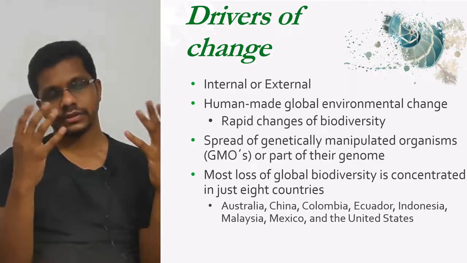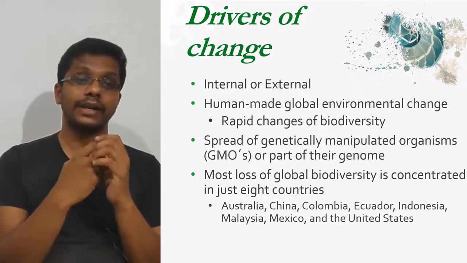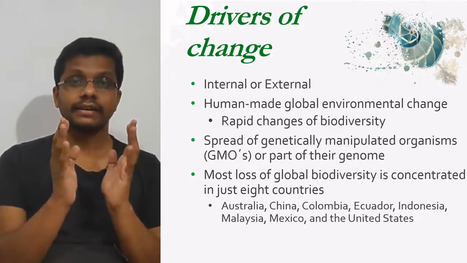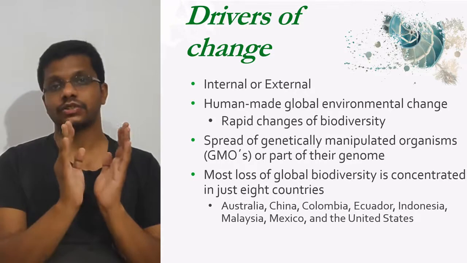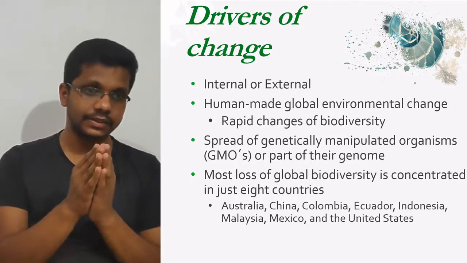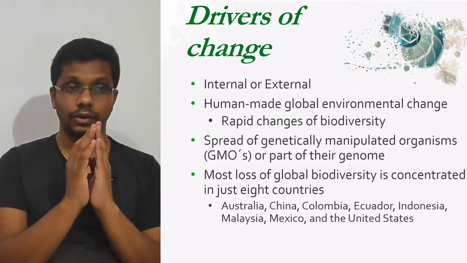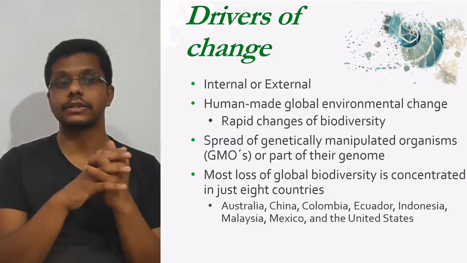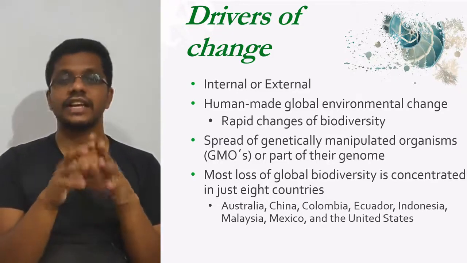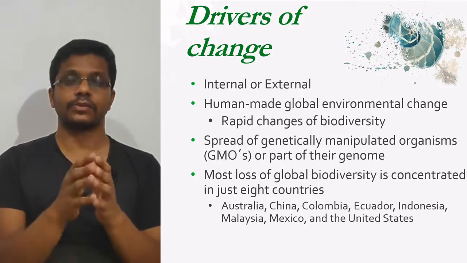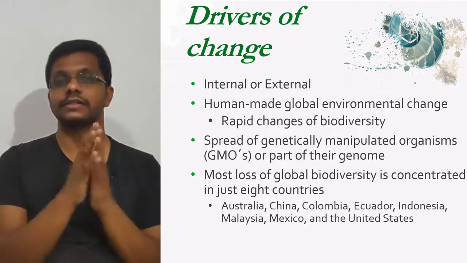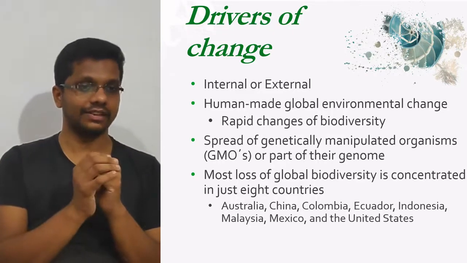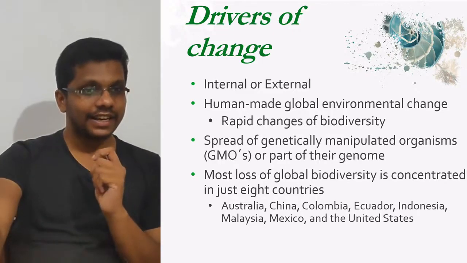And if you look at the loss of biodiversity in a global scenario, especially 8 countries in the world are contributing much of the loss of biodiversity, which includes Australia, China, Colombia, Ecuador, Indonesia, Malaysia, Mexico, and the United States. These are the 8 countries in whose jurisdiction most of the biodiversity loss is happening. Fortunately, our country is not in the list.